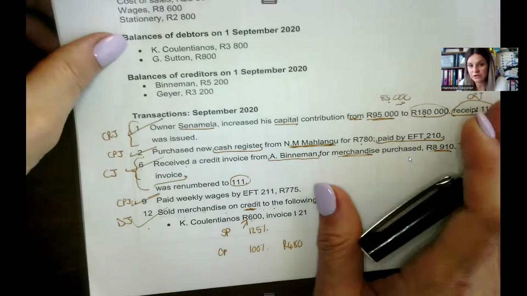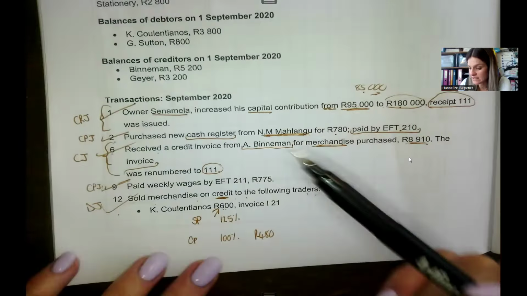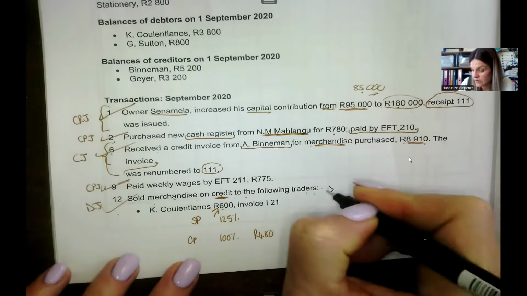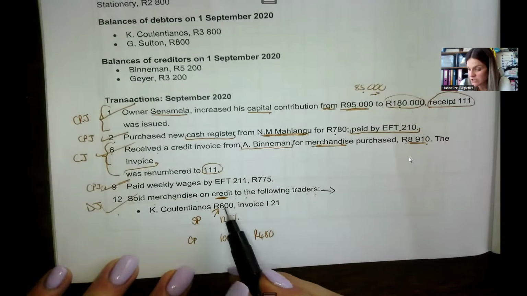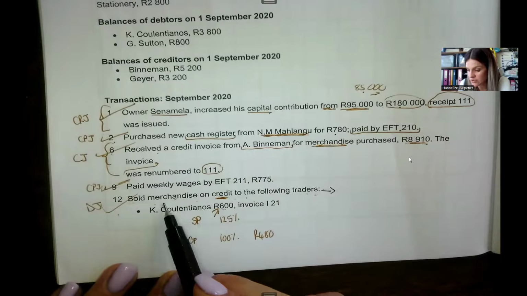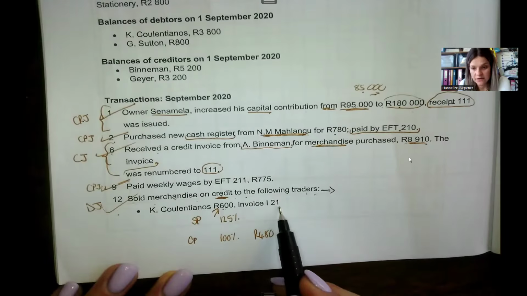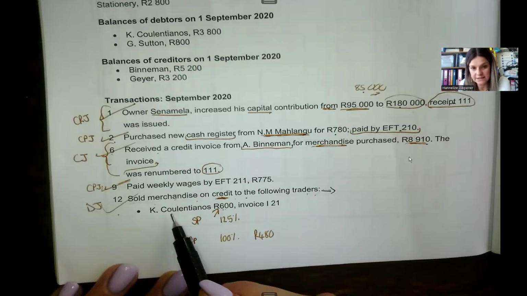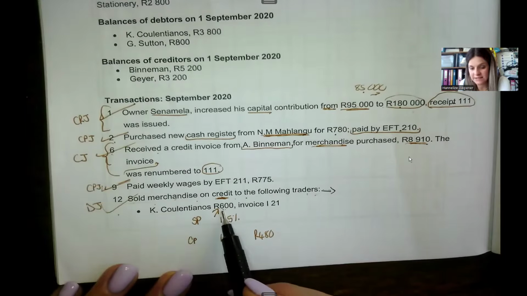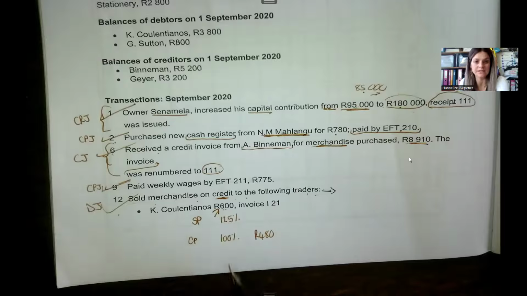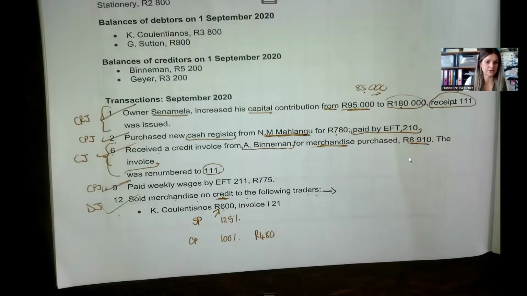Then you have to go look for the first transaction for a debtor, and it was over here. On the 12th, you issued an invoice because you sold goods on credit. Invoice 21 on the 12th, there's the debtor's name. This is the amount that he now owes you because that was the invoice amount.